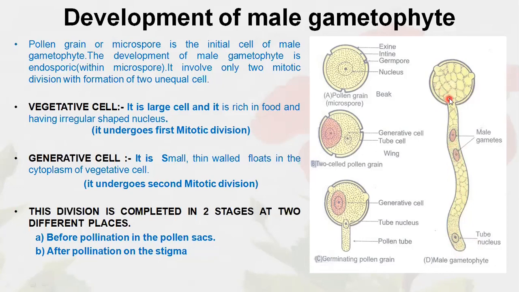Thus, it is a highly reduced structure. Up to this point, we have cleared the first important point of fertilization, that is, we require a male gamete. When it fuses with the female gamete in the ovule, the fertilization process takes place. So, in this video, we complete the first point, the male gametophyte formation. Now, in the second video, part 2, we will discuss the female gametophyte. So, thank you.